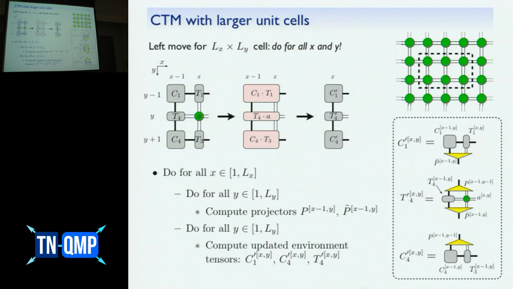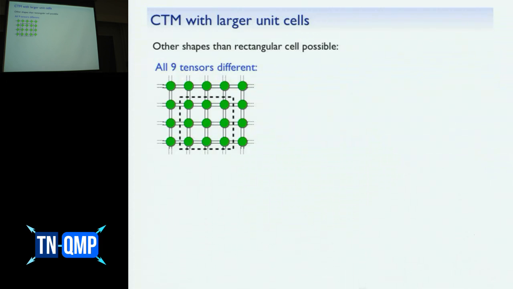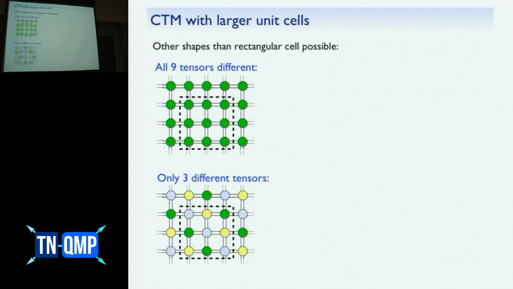Okay, so that's CTM for larger unit cells. So now we can take arbitrary cell sizes. So for example, here, a 3x3 unit cell where each tensor is different. But you don't need to stick to rectangular unit cells. So you can also take different shapes of unit cells. And you can do this simply by making some of the tensors in the unit cell equivalent, right?